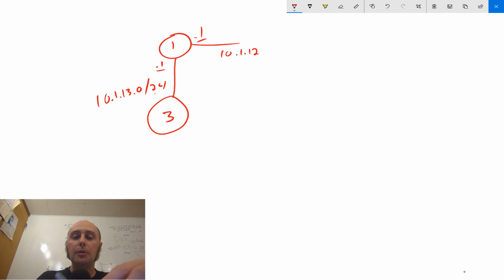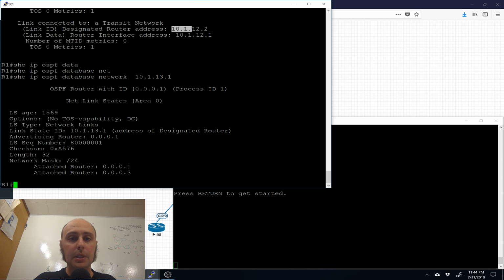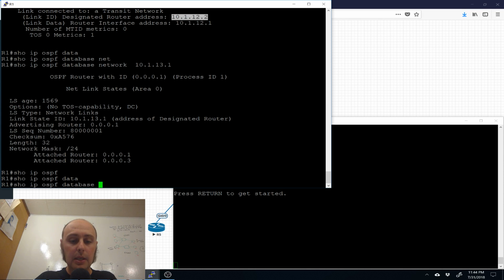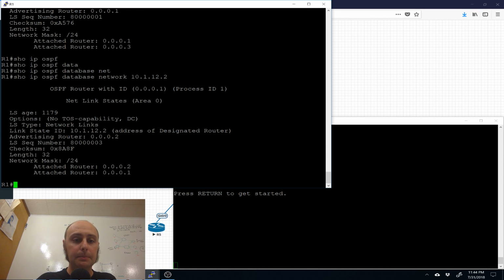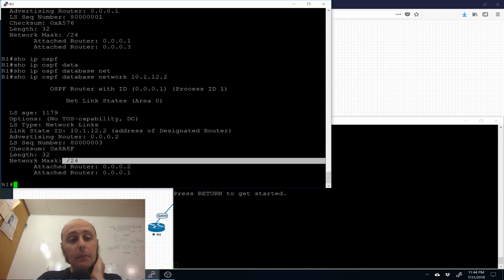All right, so now I'm going to go the other way and start investigating our other link. The DR for the other link is up here, 10.1.12.2, show IP OSPF database network. Paste that in. And again, here we can see the IP address for the DR, the router ID, which I should have been indicating the router IDs the whole time. This is a /24, and there are 2 OSPF speakers on this segment, which is router 1 and router 2.